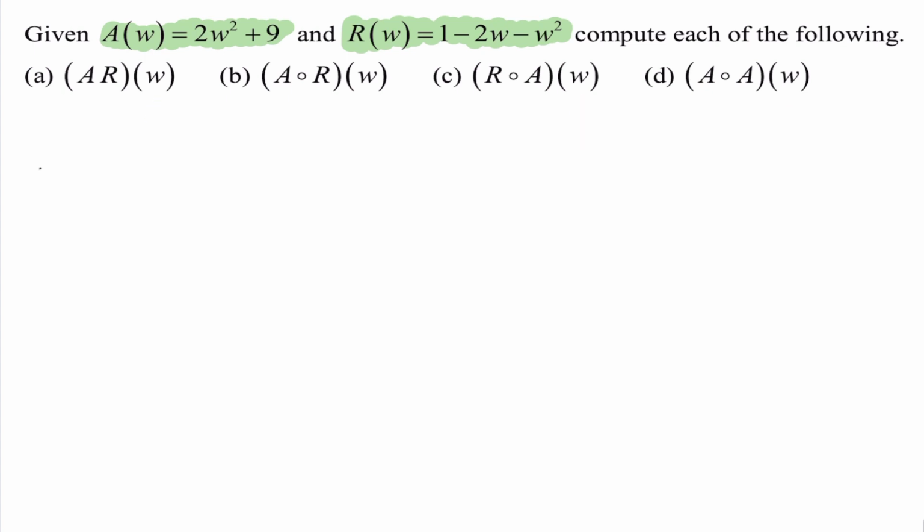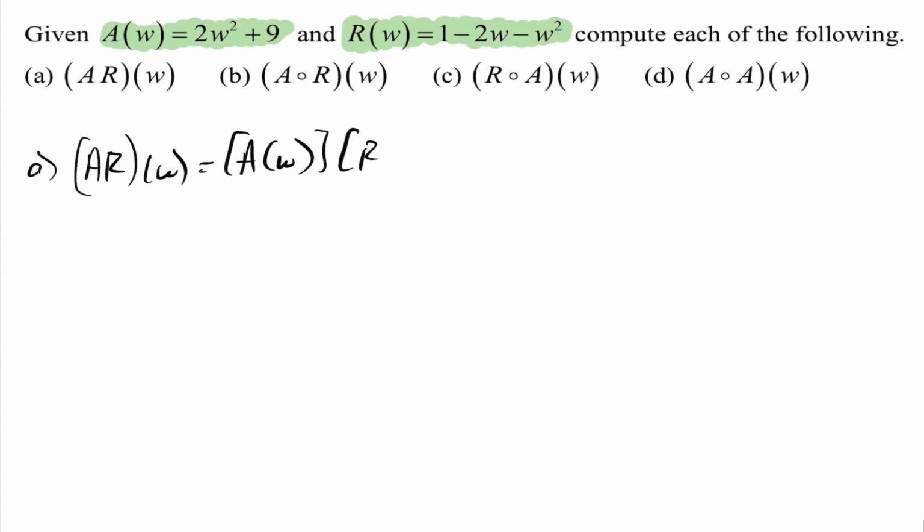For part A, it's multiplication. So we're going to go ahead and take the function AR acting on W. By definition, that's A acting on W times the function R acting on W, which will equal 2w squared plus 9 times 1 minus 2w minus w squared.